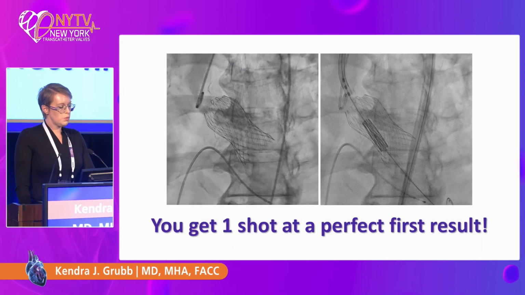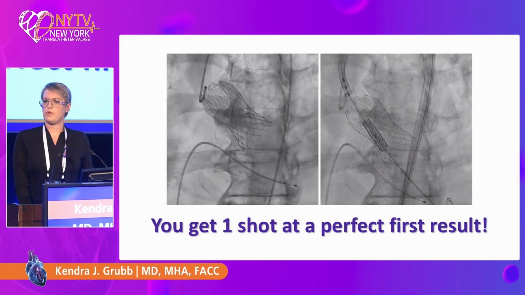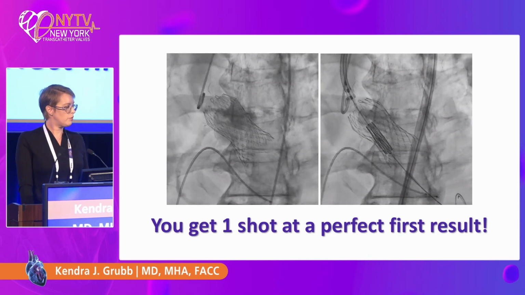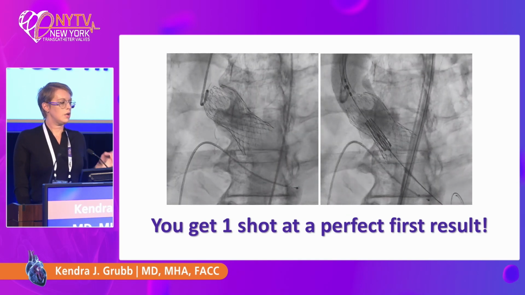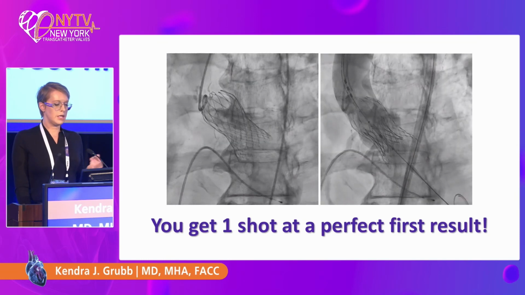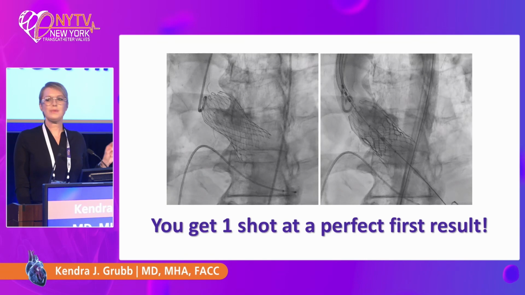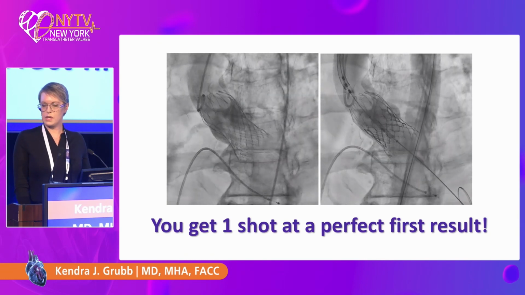So this is what we're trying to avoid. I don't have a great summary for you, but this is what we can't accept anymore. You get one shot at the perfect first result. I know Raj showed you an example of using the first valve as an anchor for your second valve. That was not this case. That was not our plan going in.